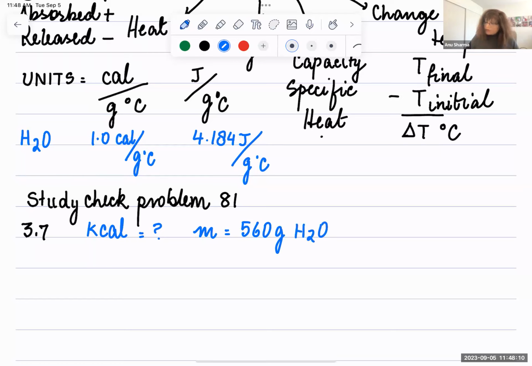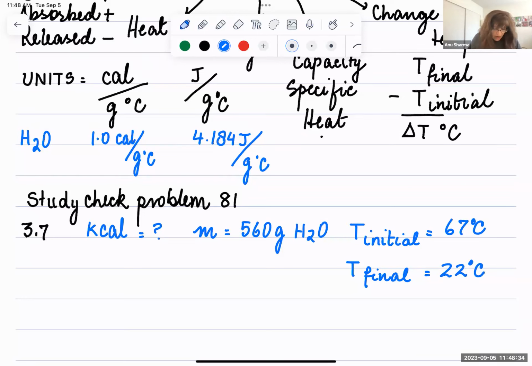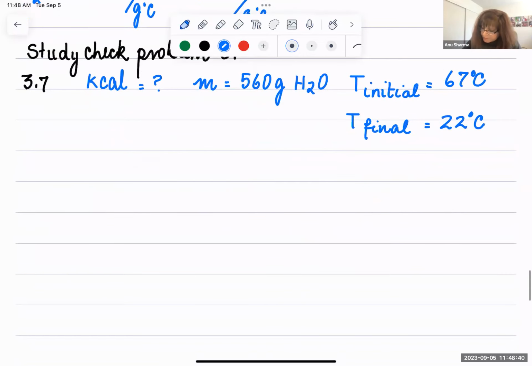Always be very specific about the substances. Water cools from the initial temperature of 67 degrees Celsius to a final temperature of 22 degrees Celsius. So how many kilocalories of heat are lost? Always write down the formula. So here we have Q is equal to M, SH or C, and delta T. Okay, so here we are talking about water.